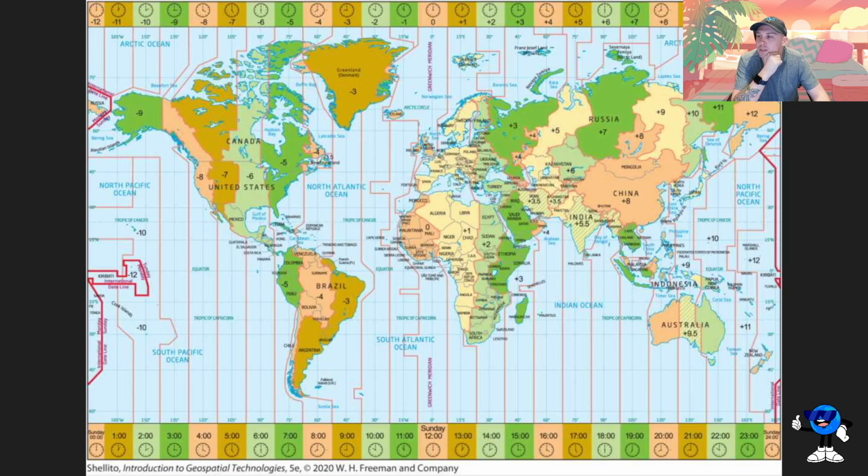So then Earth is spanned by 360 degrees of longitude, and there are 24 hours in a day, which means that for every 15 degrees, there is a new time zone.